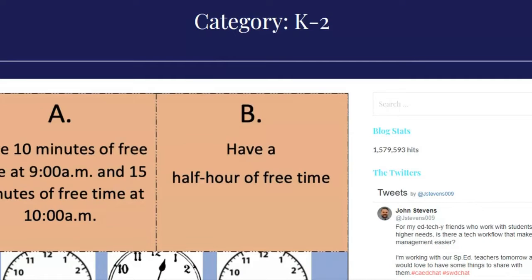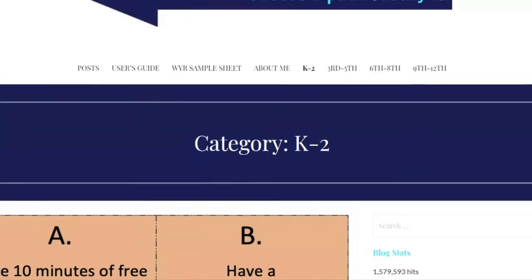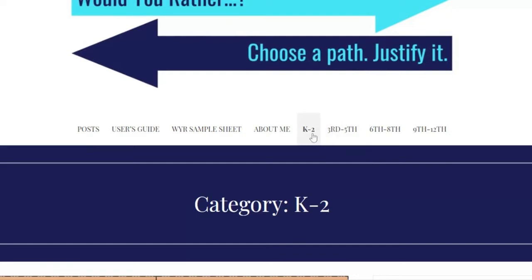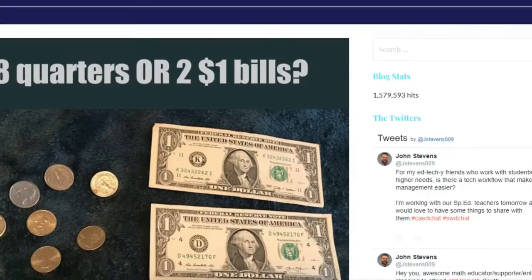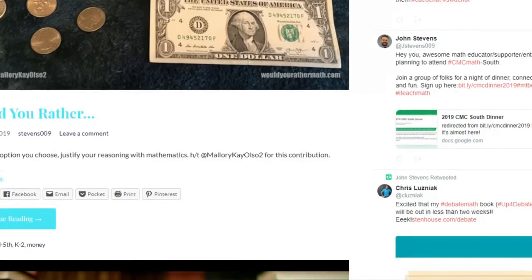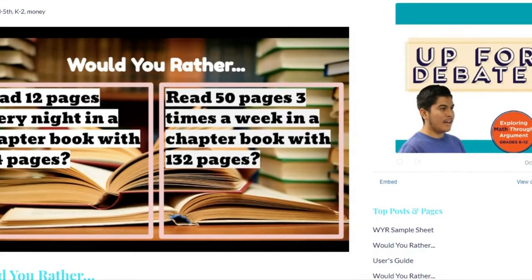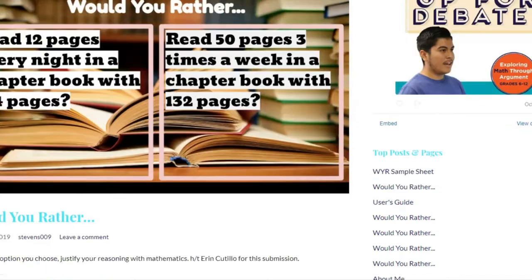You could also use these as math center tasks. And again, that's broken down into K-2 and 3-5. So that was K through 2. An example of a 3-5 task: would you rather have 8 quarters or 2 $1 bills? Would you rather read 12 pages every night in a chapter book with 144 pages, or read 50 pages 3 times a week in a chapter book with 132 pages?